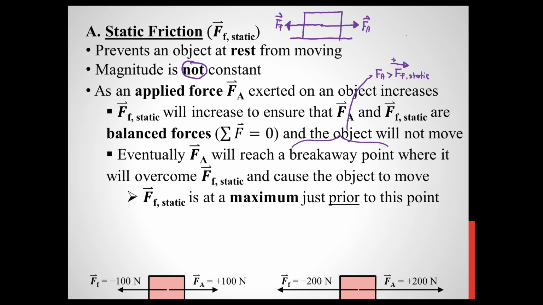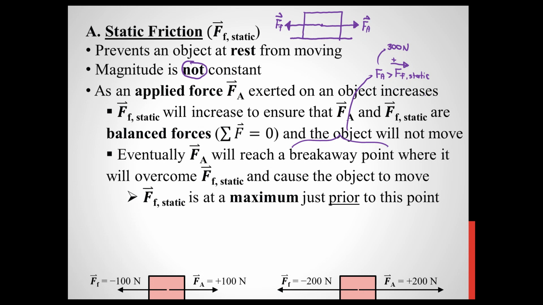Just before that breakaway point, that is where my static force of friction is a maximum. Just one instant prior to whatever that breakaway point is. For example, maybe the breakaway point is when the applied force is 300 newtons. Therefore, your maximum static force of friction would be the last point where the static force of friction could offset the applied force.